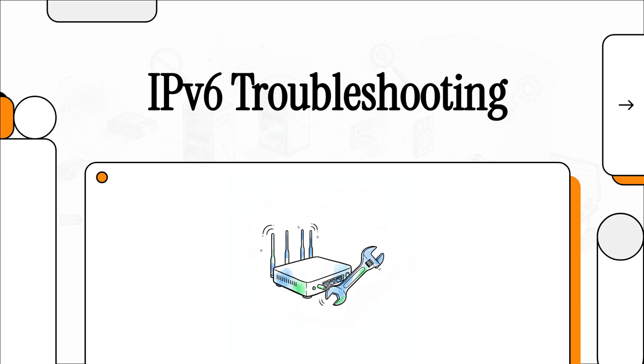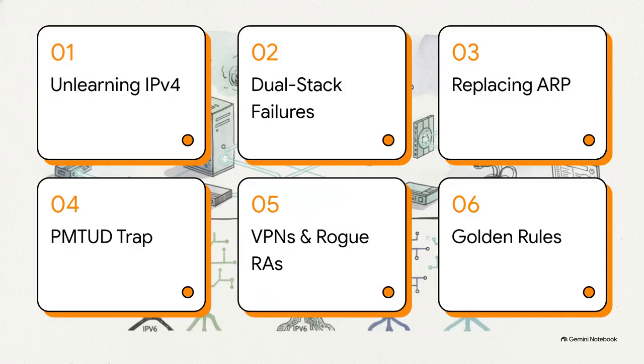Now, to truly fix modern dual-stack networks, we have to fundamentally shift our mindset. It's time to actively unlearn all that old muscle memory we've built up over years of working with IPv4. Here's a quick look at what we're covering today. First, unlearning IPv4. Second, those sneaky dual-stack failures. Third, replacing ARP. Fourth, the PMTUD trap. Fifth, VPNs and rogue RAs. And finally, we'll wrap up with the golden rules of IPv6 troubleshooting.